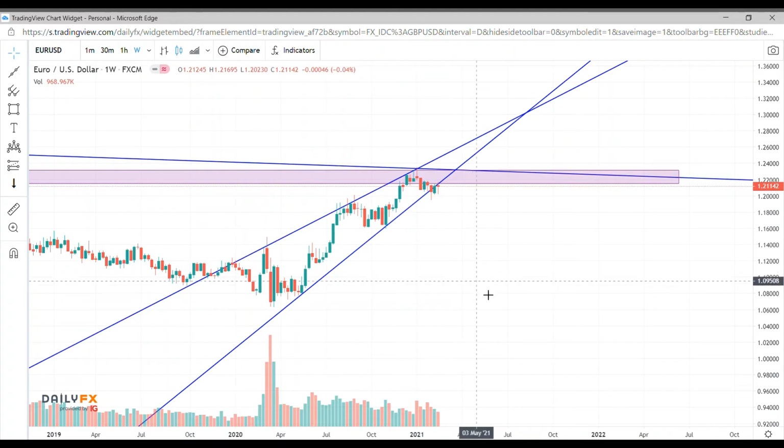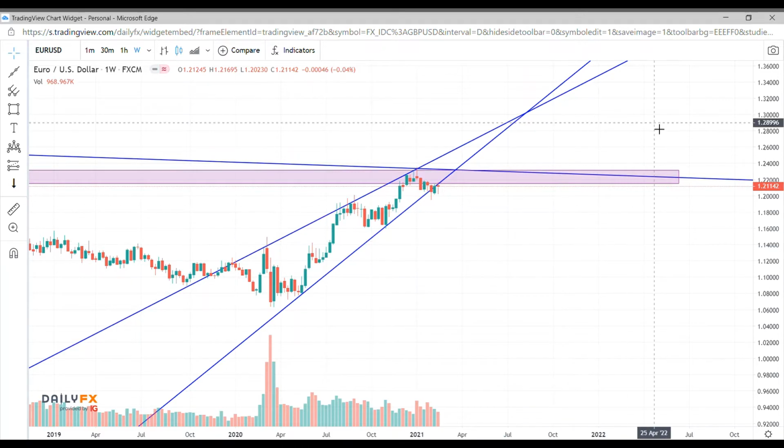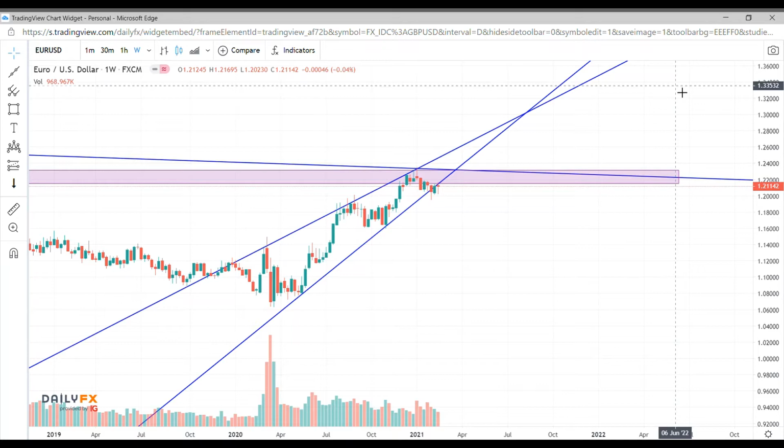You would expect it to come roughly down to around there. Whether or not it does is another thing, but obviously don't base your trading on this. This is purely me just showing you what I'm looking at, and that's basically building up a case for me to think that the dollar might make a strong move.